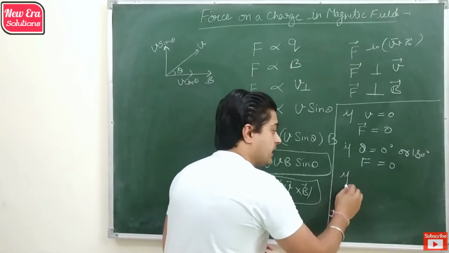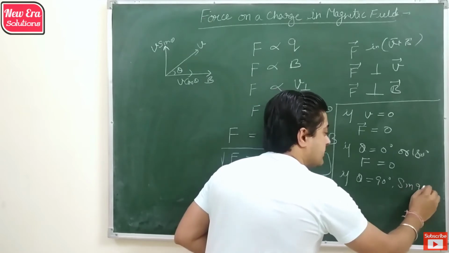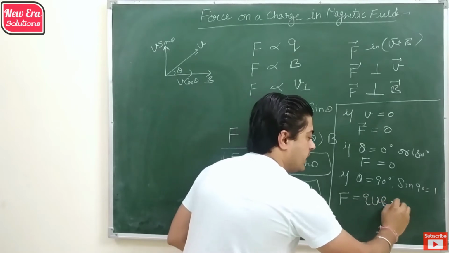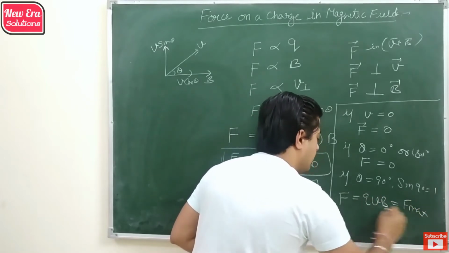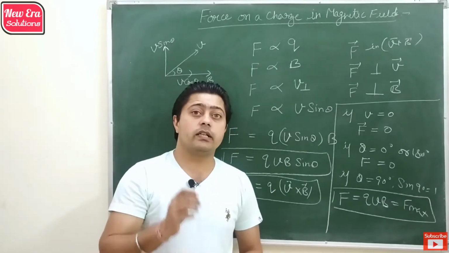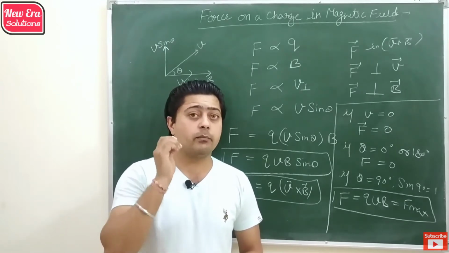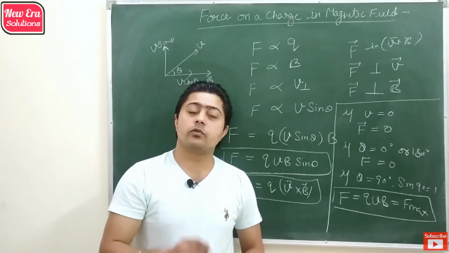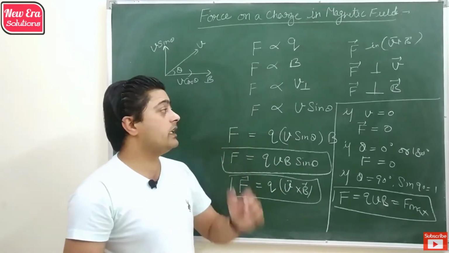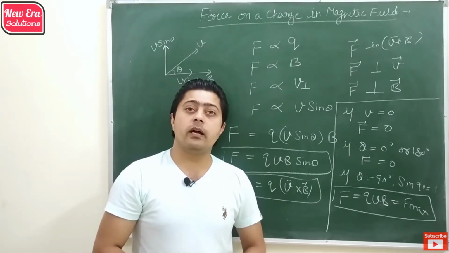Then if theta is equal to 90 degrees, sin 90 is equal to 1, so the force is equal to qvB, which is the maximum force exerted by a magnetic field on a charge. When a charge moves perpendicular to the magnetic field, it will experience the maximum force. So in different cases, the force experienced by a charge due to a magnetic field also depends on the angle made by its velocity with the magnetic field.